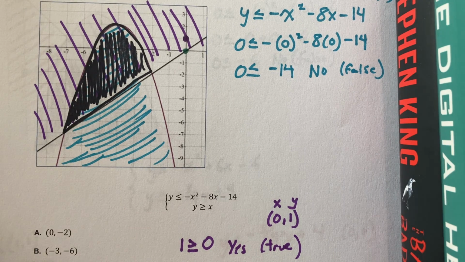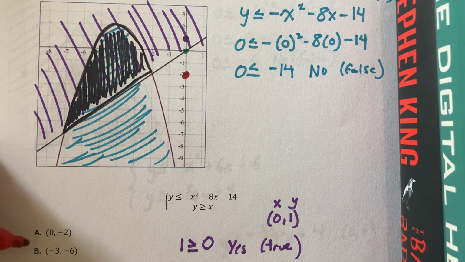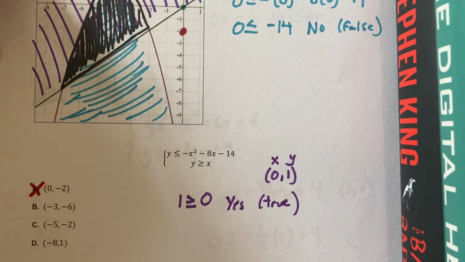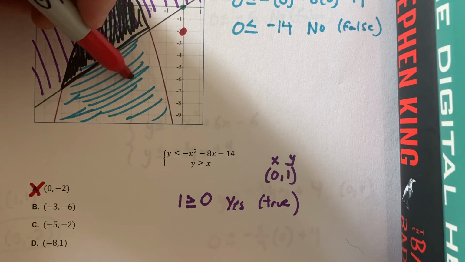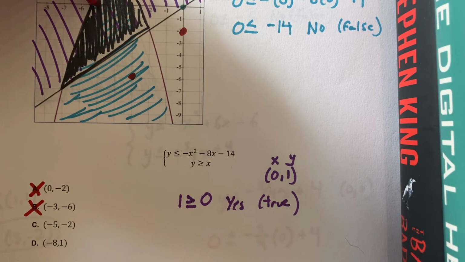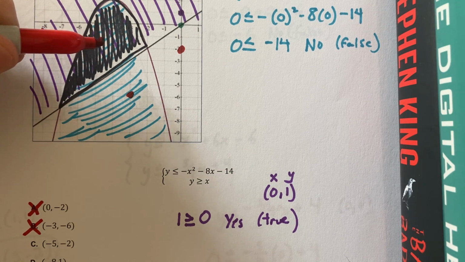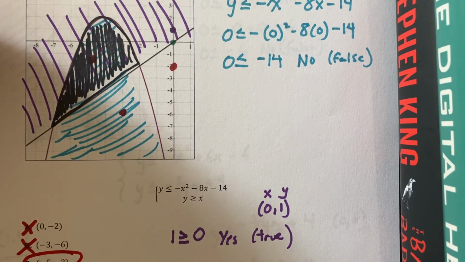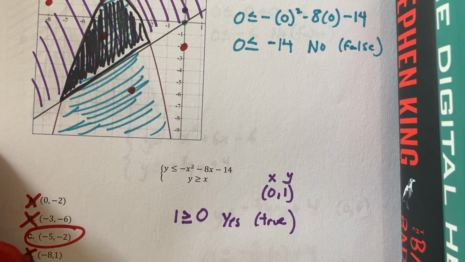So 0, -2 is right here, and it is not in my shaded area, so that is not a solution. -3, -6 is right here, and not in my solution set, not in my feasible region. -5 and -2 looks to be pretty solid. It's directly right there in that black shaded area. And then lastly, -8 and +1 is right here and not in my set.